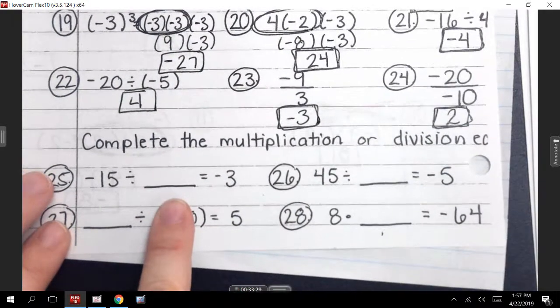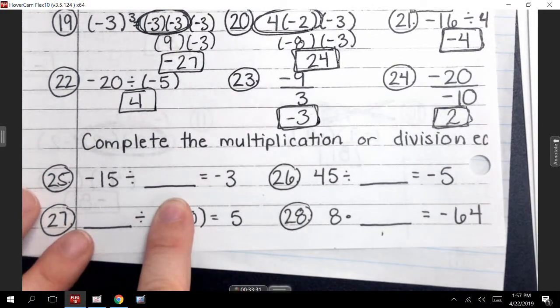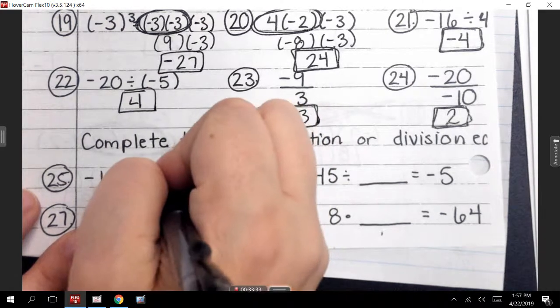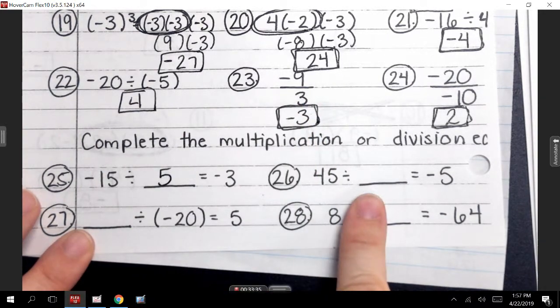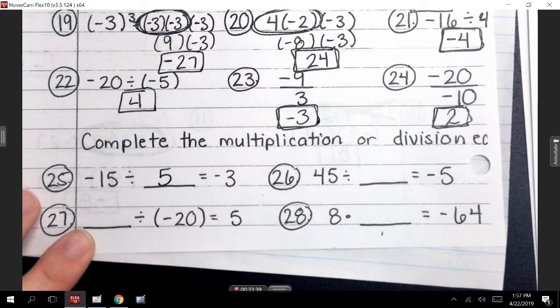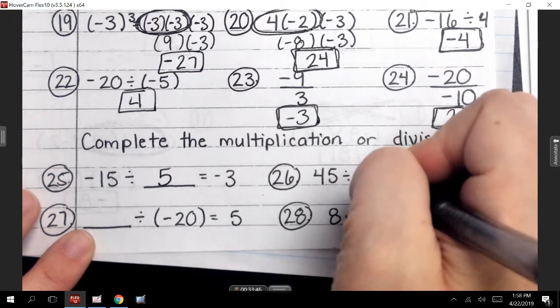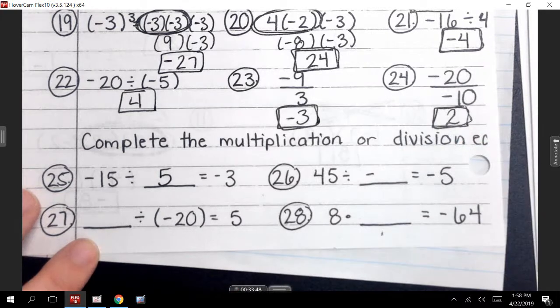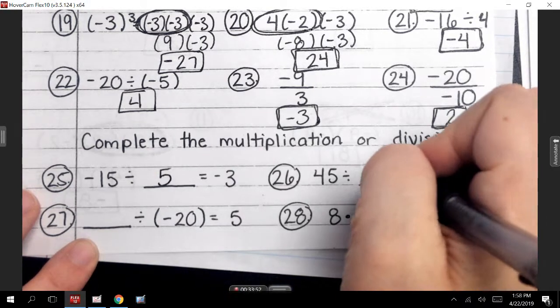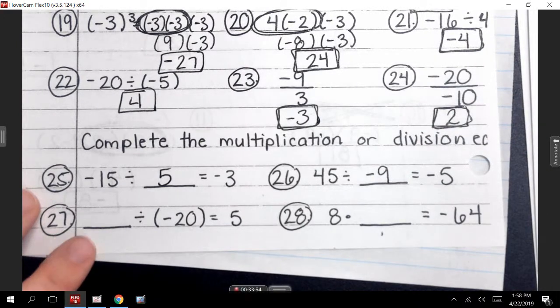All right, number 25. These are kind of tricky. You got to fill it in. Aaron, what'd you get for 25? A positive 5 because we need different signs. 26, Brady. Negative 8. Negative 8 is not what I'm looking for. 26, what'd you get, Fernando? I got 9. Not 9. Davis? Negative 9. What about 27?